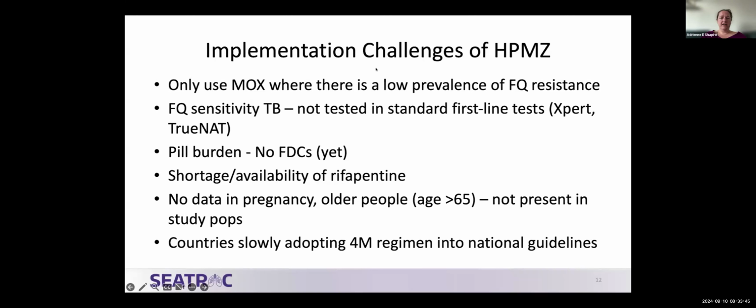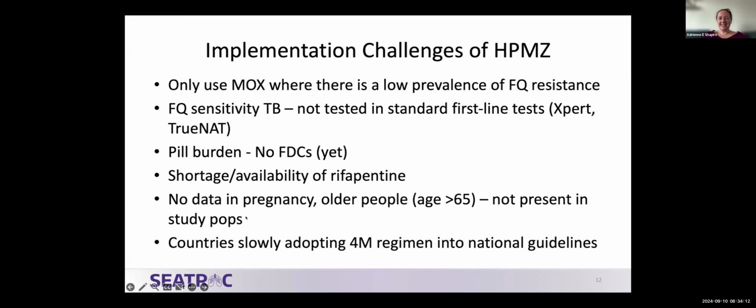With this 4-month regimen, there's still an issue of pill burden. There are no fixed dose combinations of these 4 medications for this regimen yet, although the hope is that as this regimen becomes more commonly introduced, that will provide a market for fixed dose combinations. There is a national and global shortage of rifapentine, and so that makes implementing this regimen challenging.